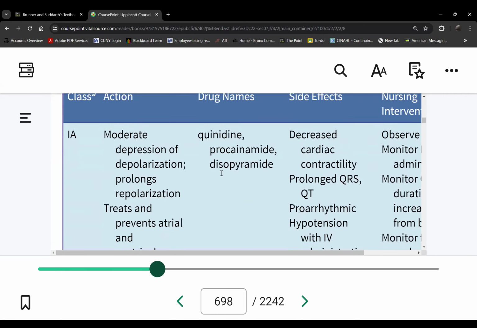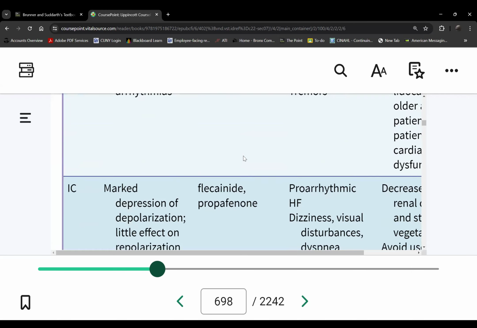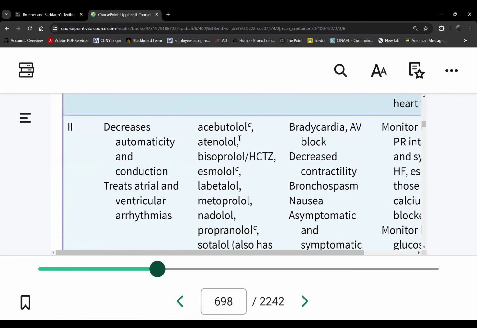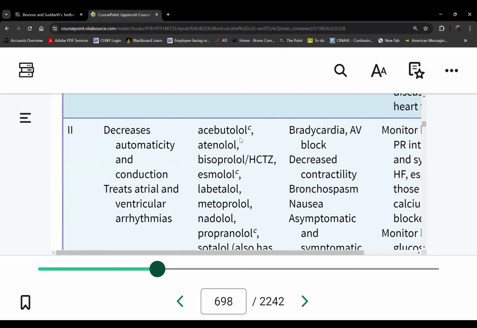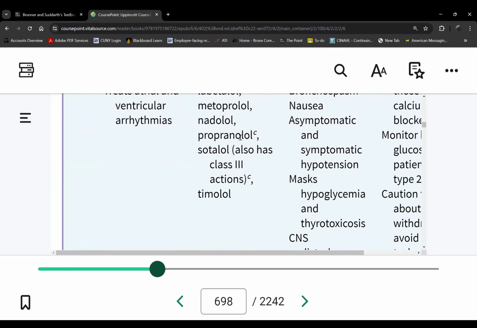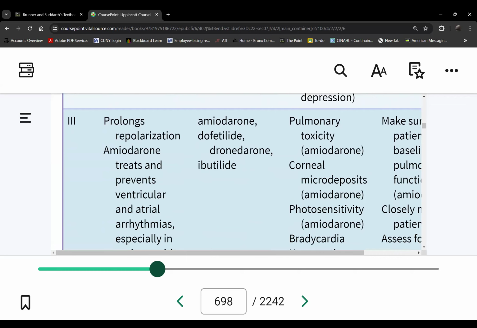Okay. So which drugs? Well, all of them. So for here, you have procainamide, lidocaine, flecainide, and you should know beta blockers. Okay, we have acebutolol, atenolol, bisoprolol, okay, timolol, propranolol. You have amiodarone.